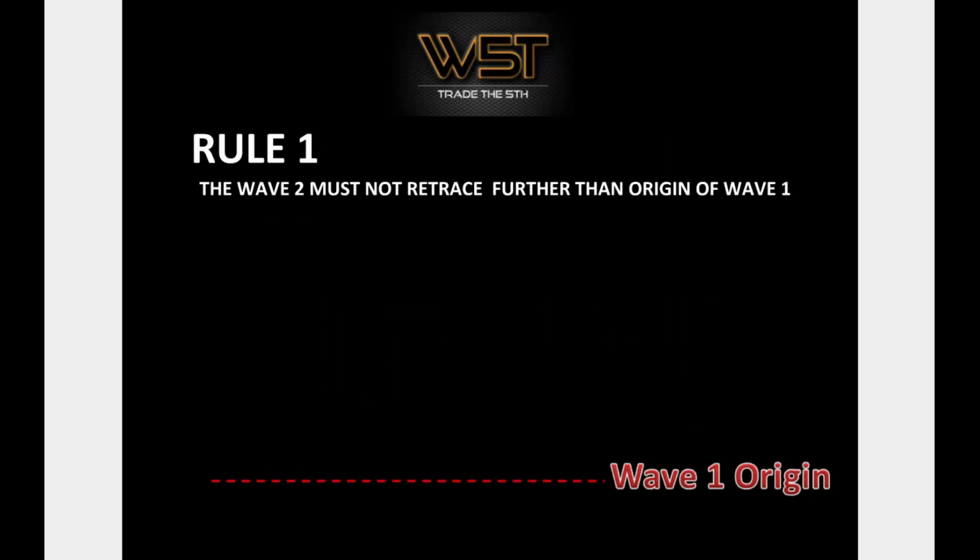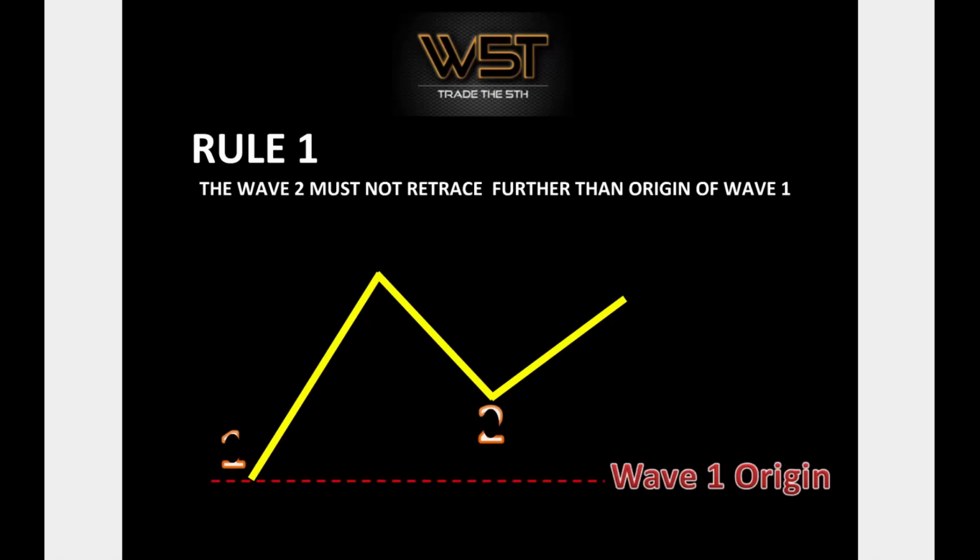So rule 1: wave 2 must not retrace further than the origin of wave 1. As we can see on the slide here, the origin of wave 1 starts at the little red dotted line. We go up, it pulls back, and wave 2 is formed before it goes back up on the bullish trend in this case. So that wave 2 has not retraced further than the origin of wave 1. That is a basic rule and it must be followed, and it's one of the rules that's been programmed into this indicator suite, and that's just the start of a potential trade.